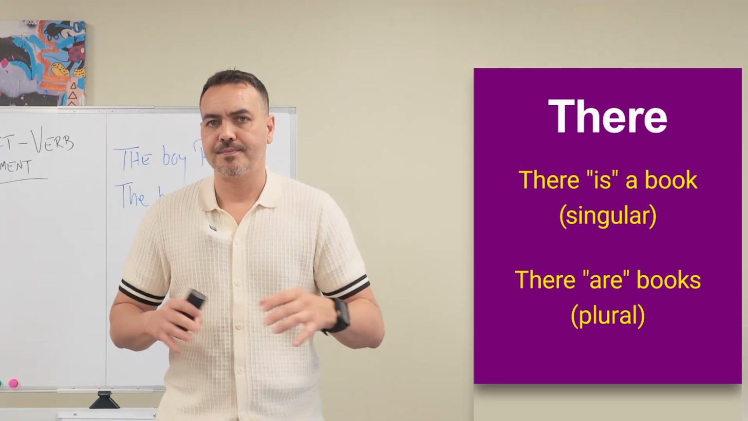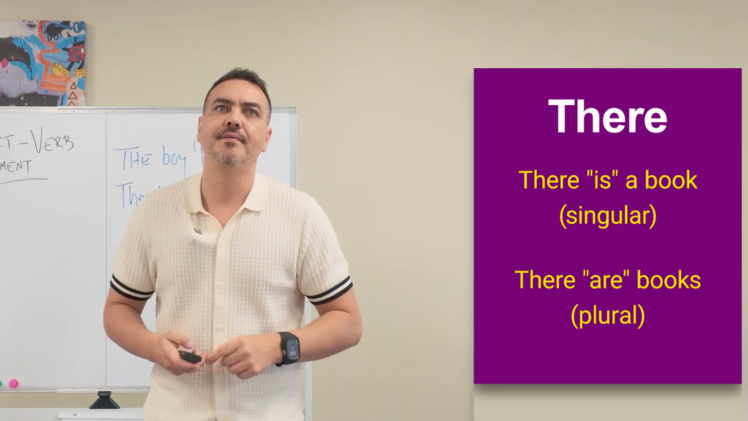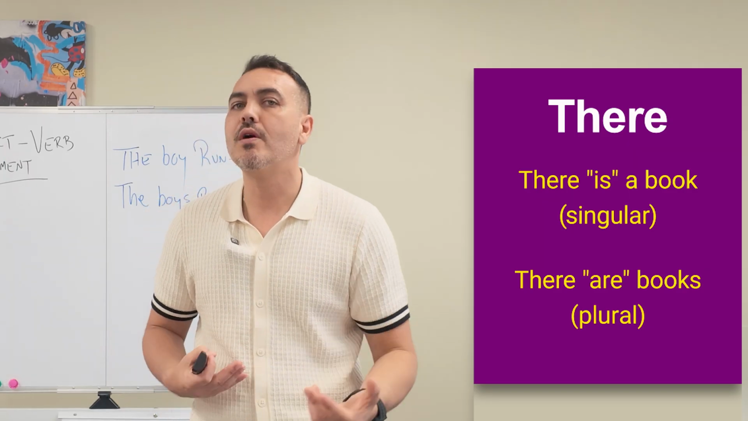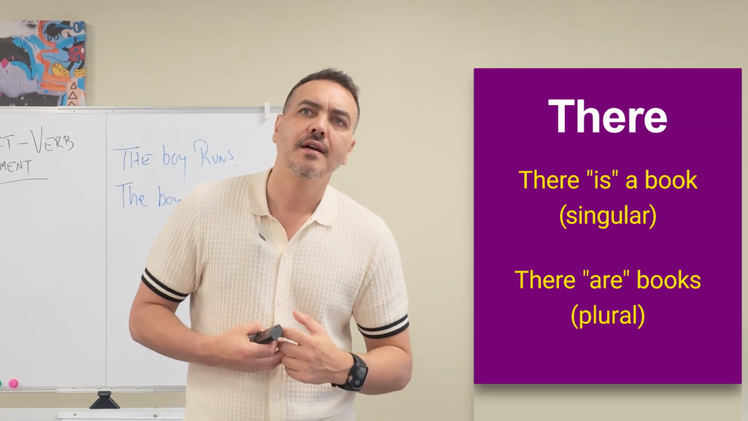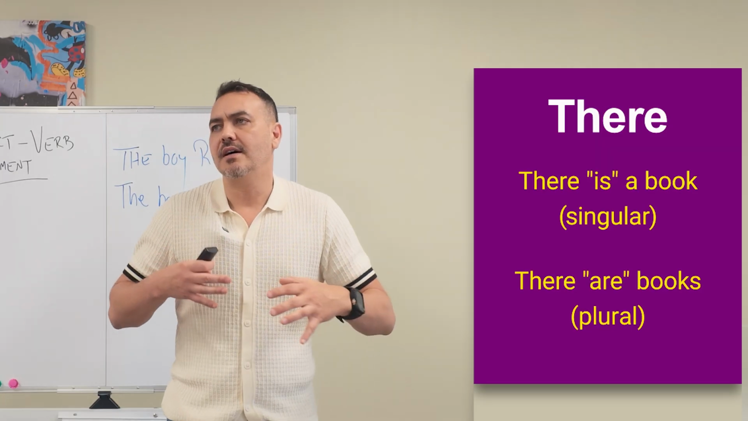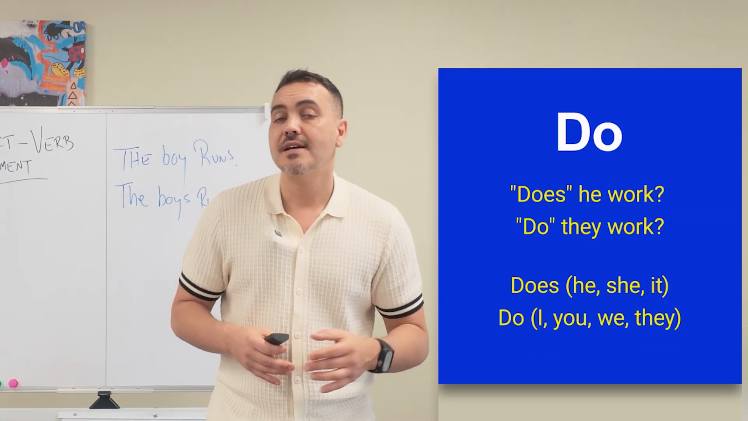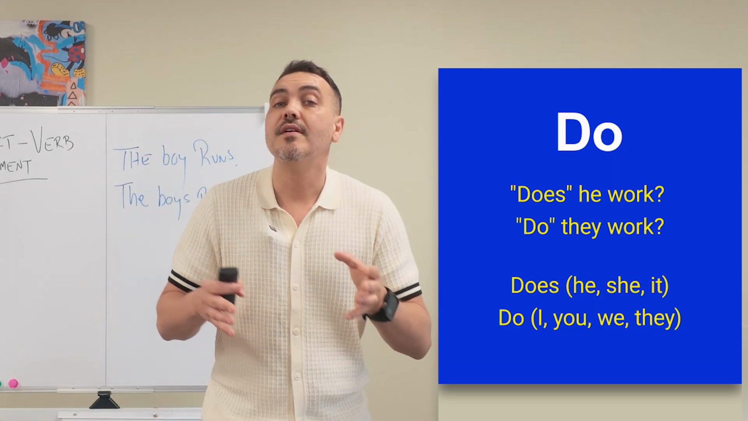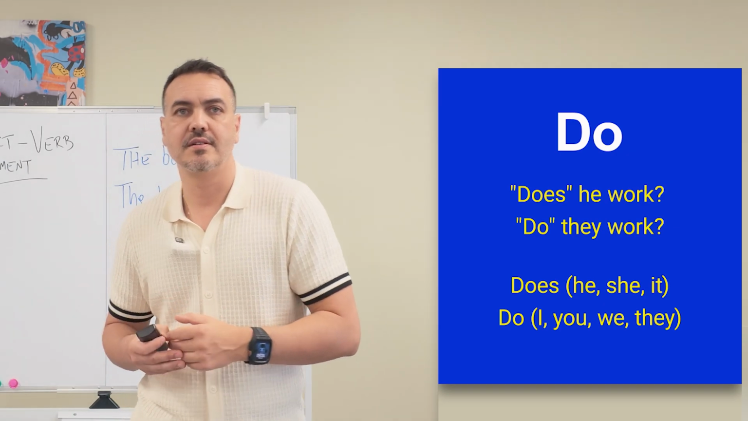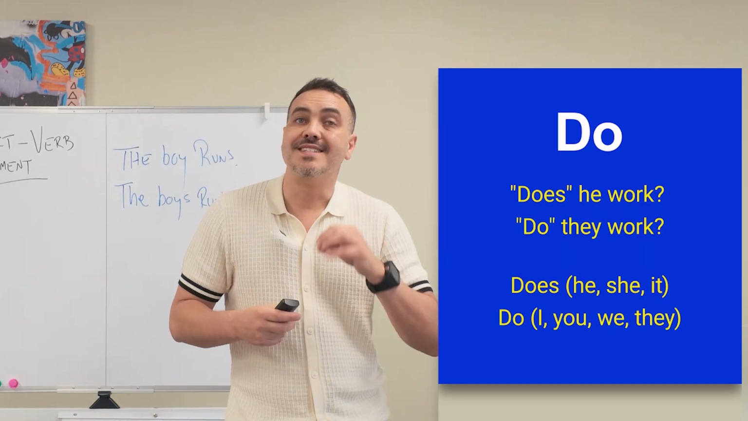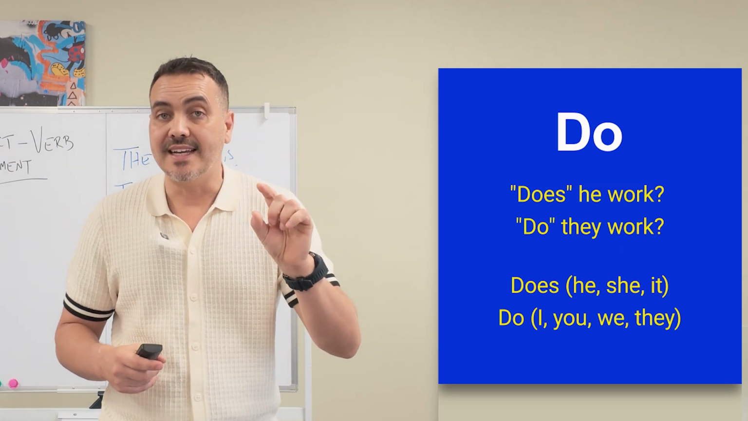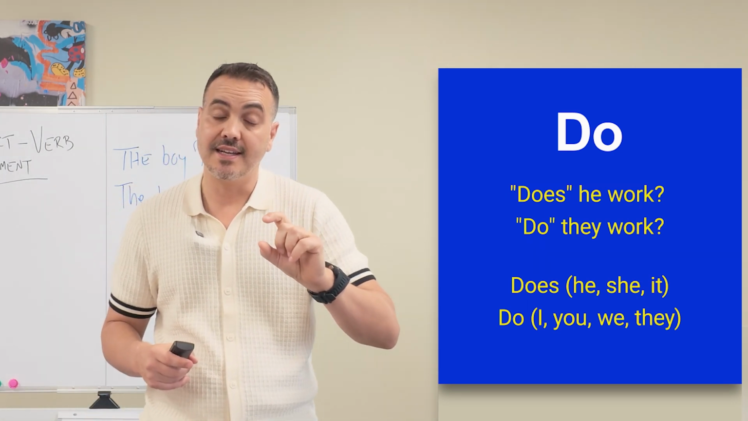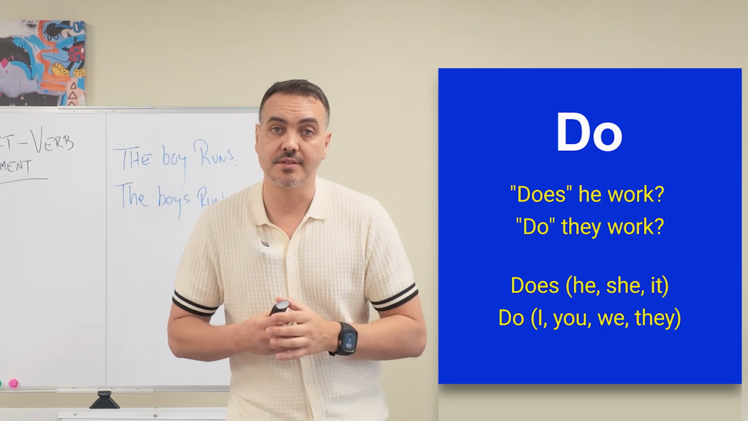Okay? So, there is, that's one thing. There are, more than one thing. Okay? Now, this idea of subject-verb agreement also matters when you're asking questions. Okay? For example, does he work? Do they work? Okay? We use does when we're talking about he, she, it, and singular nouns, okay?